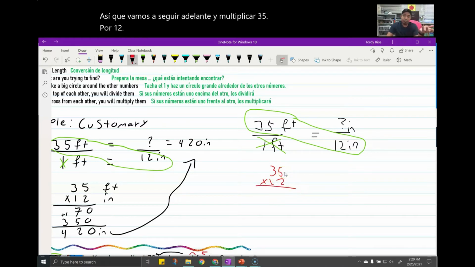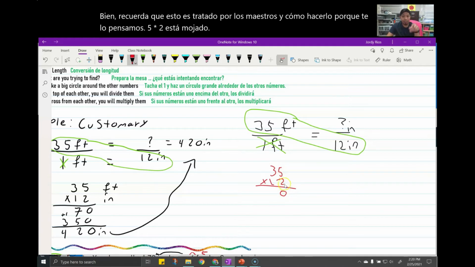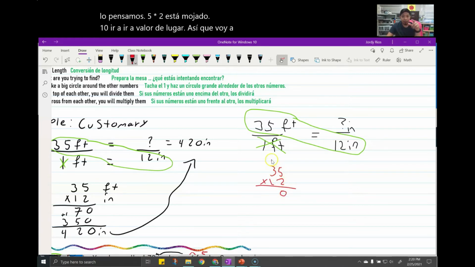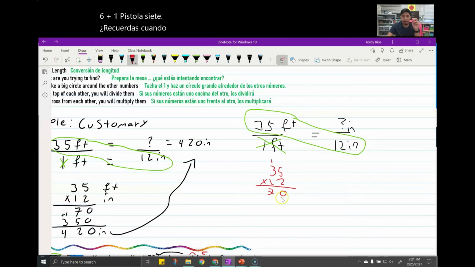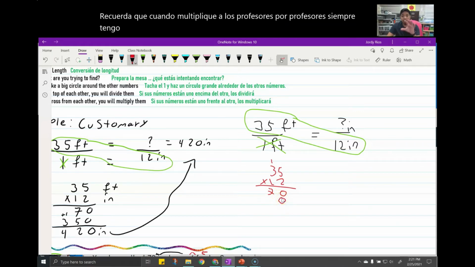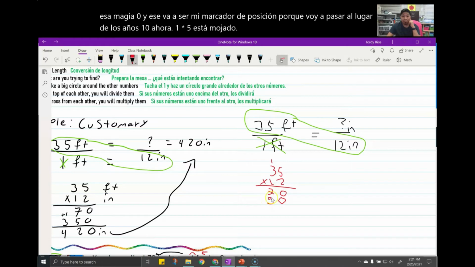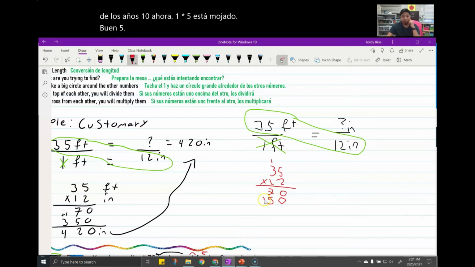Okay. Remember, this is 2 digit by 2 digit, and you know how to do that because we taught it to you. 5 times 2 is what? 10, good. 2 digits gonna go one place value, so I'm gonna leave my 0 here. I'm gonna bring my 1 over. Okay, 2 times 3 is what? 6 plus 1, 7, good. Remember, when I multiply 2 digit by 2 digit, I always have that magic 0, and that's gonna be my placeholder because I'm gonna move on to the tens place now. 1 times 5 is what? Good, 5. 1 times 3? Good, 3.